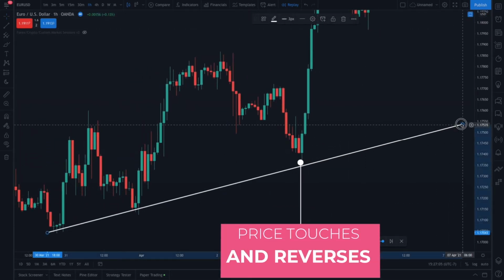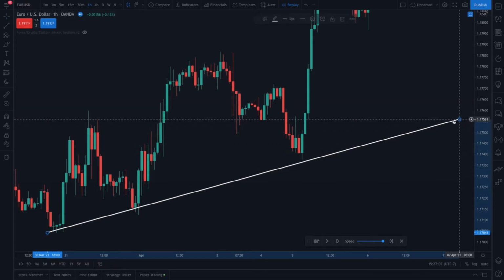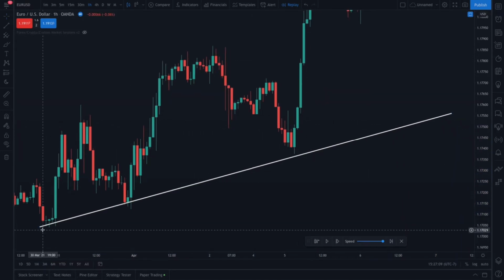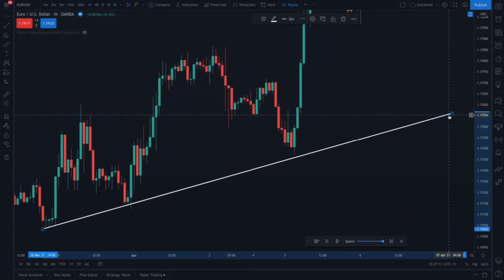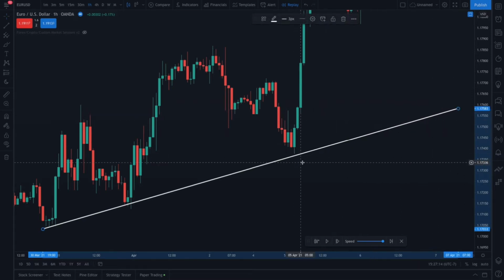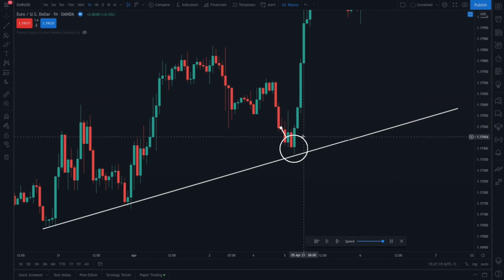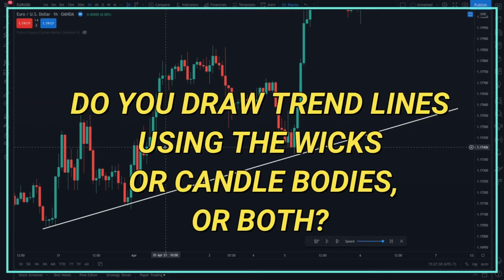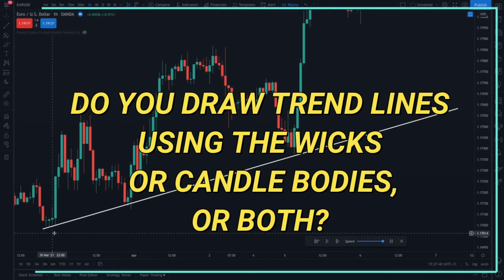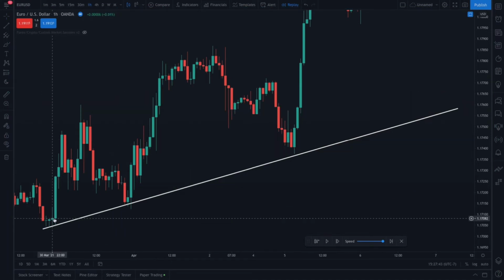As you can see, we didn't quite get to the exact trend line, and it always really depends how you draw them, but that was pretty close. And depending on your strategy, you could have probably got an entry right here. And this brings me to the next question, which is a very common question, and that is, do you draw the trend line using the wicks or the candle body or both?